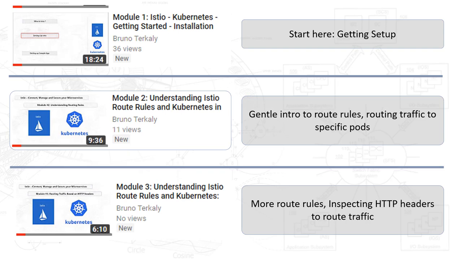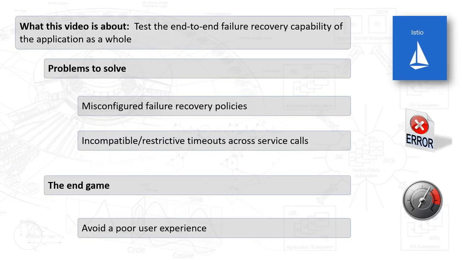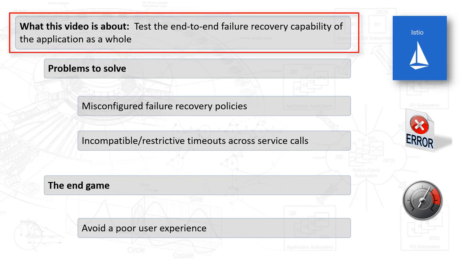Before diving into Module 4, be aware that there are 3 previous modules. Module 1 is kind of an introduction, getting set up, installing Istio, installing the Bookinfo sample app. Module 2 is about getting introduced to route rules and how to route traffic to specific pods. Module 3 talked about inspecting HTTP headers so that we could direct traffic to specific version numbers of the reviews service. So this video is really about testing the end-to-end failure recovery capability of the application as a whole.